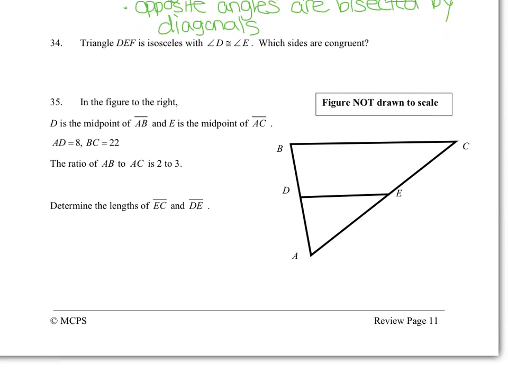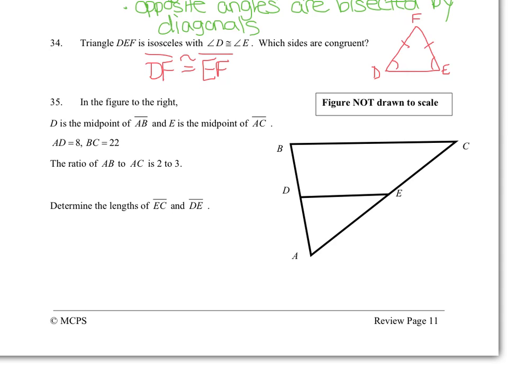Question 34. If triangle DEF is isosceles, so let's say we have DEF, and it's isosceles, and angle D is congruent to angle E, which sides are going to be congruent? Well, we know that our opposite side matches with that angle. So we know that DF is going to be congruent with EF.